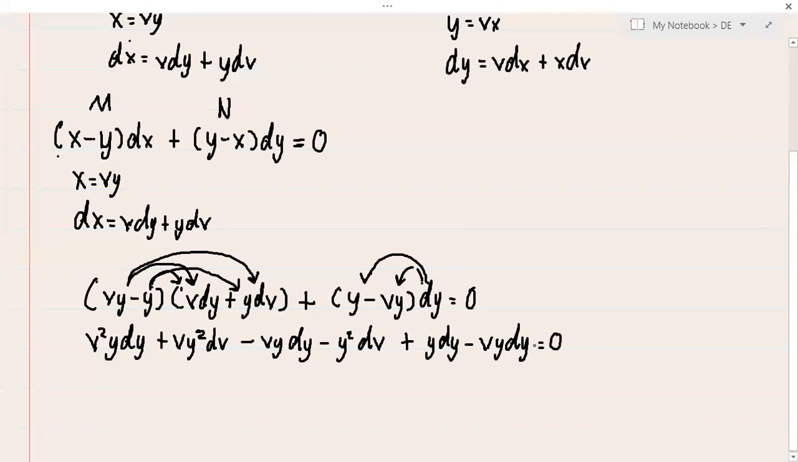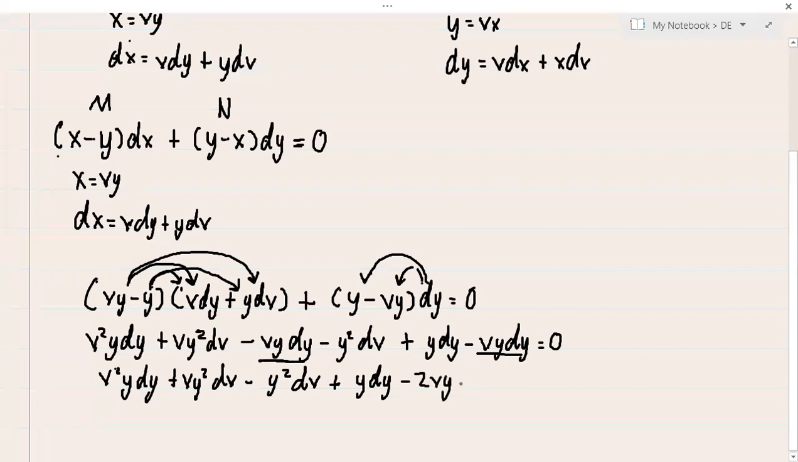Now, what are we going to do? Let's simplify them. Una, I will simplify by combining similar terms. We have negative vy at negative vy sa dulo, so we can add them together. Let me copy the other terms muna. Ganito na siya. Tapos minus y squared dv plus y dy pala. Then, combine ko tong dalawa, itong naka-underline. We will have negative 2vy times dy is equal to 0.